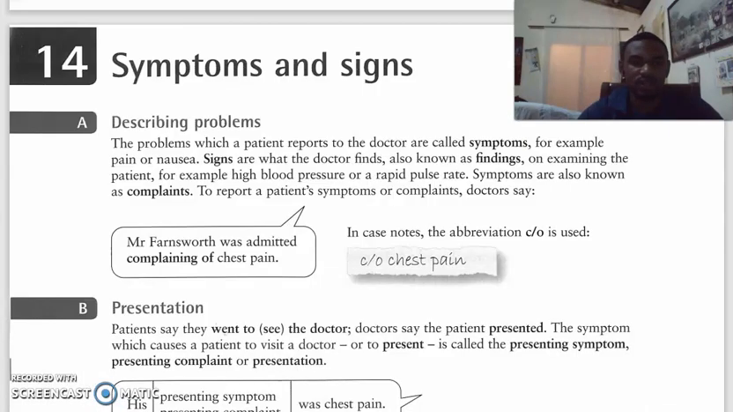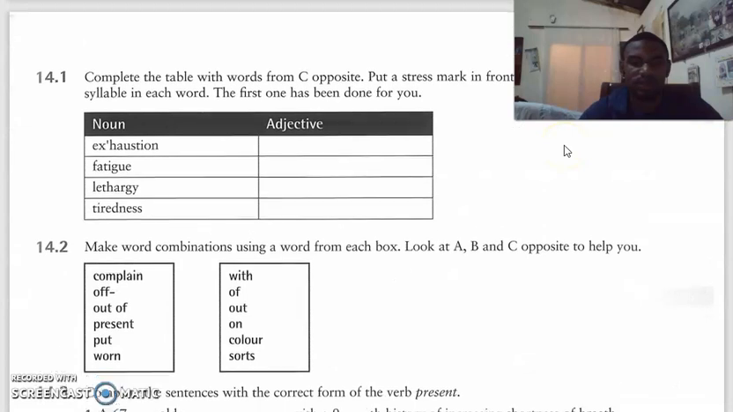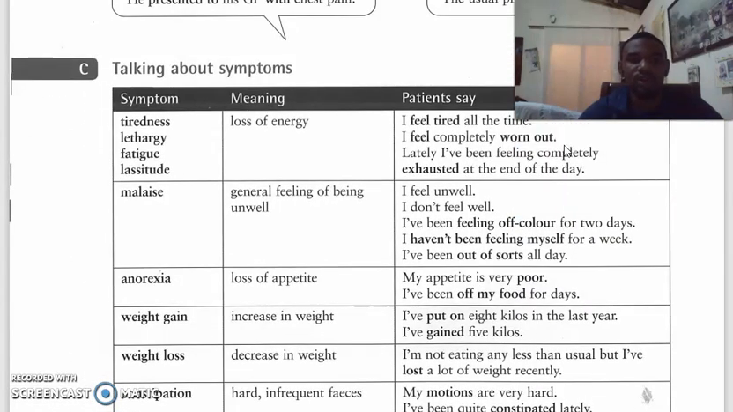C. Talking about symptoms. Symptom meaning what the patient said. Symptom: tiredness. Patient said, I feel tired all the time. Lethargic, loss of energy: I feel completely worn out. Fatigue, loss of energy: Lately, I've been feeling completely exhausted at the end of the day.